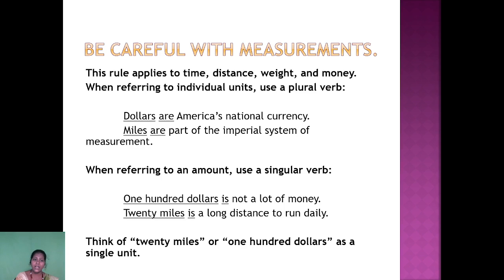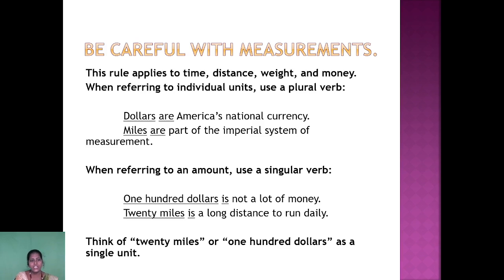Distance, weight, money and time are also considered plural. And the secondary thing is that amount is considered a singular verb. It's not a dollar, it's an amount. So $100 is not a lot of money. 20 miles is a long distance to run daily. Think of 20 miles or $100 as a single unit. It is considered a single one.